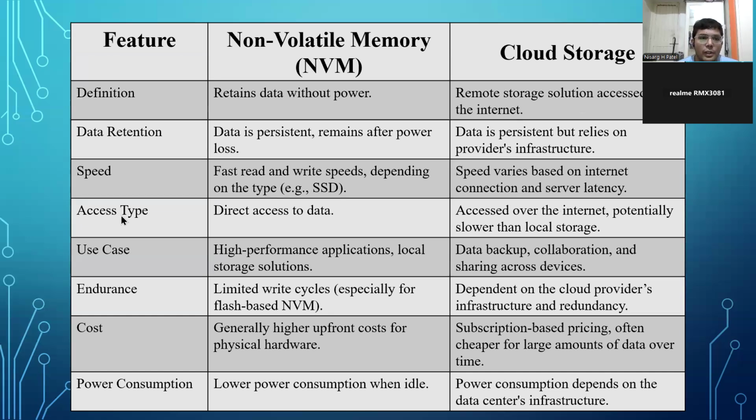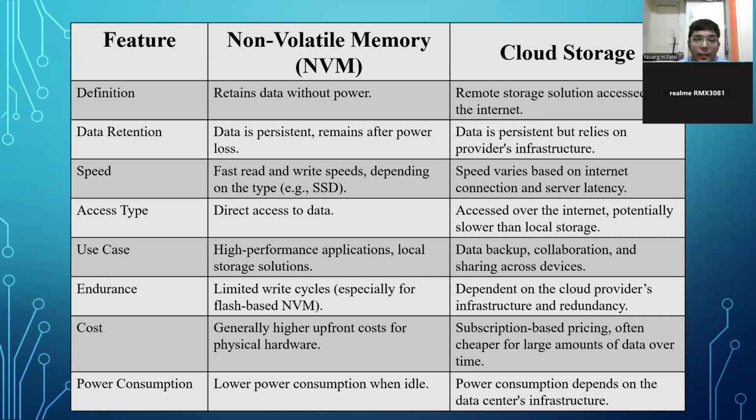Non-volatile memory versus cloud storage. Definition: NVM retains data without power; cloud storage is a remote storage access solution via the internet. Data retention: NVM data is persistent and retained after power loss; cloud data is persistent, but relies on internet infrastructure or the provider's infrastructure. Speed: NVM has fast read and write speeds depending on type; cloud speed varies with the internet connection.